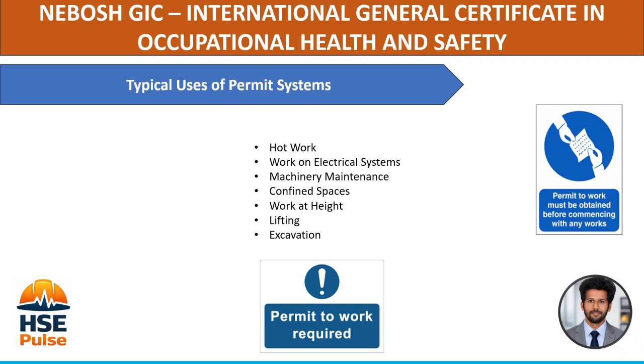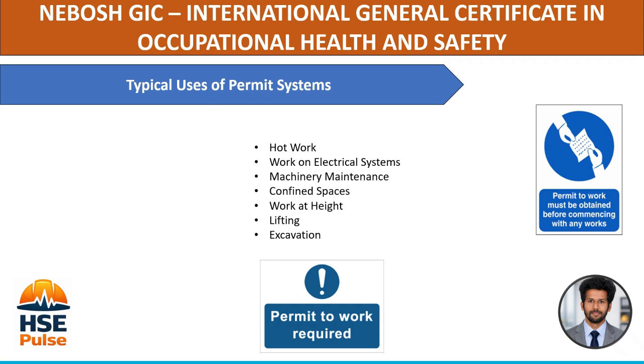Typical uses of permit systems. Previously we have seen the types of permits. Now here we are going to see, for each permit, the main factors or control measures that should be involved. For a hot work permit, fire is the main hazard here. So fire extinguishers or fire sprinkler systems need to be included, or those precautions should be taken.